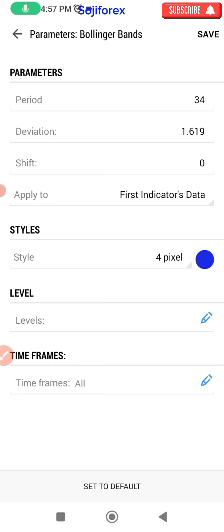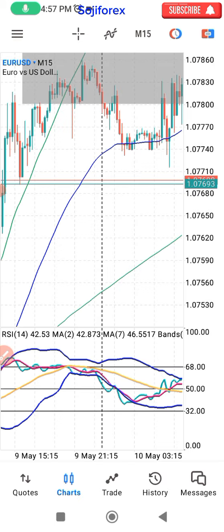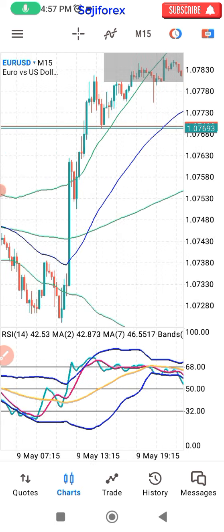Then we have our Bollinger Band. The period is 34, deviation is 1.619, shift is 0, apply to first indicator data. And the last but not the least is our moving average, 34, shift is 0, method simple, you apply to first indicator data. The color is yellow. Now if you have done that, your chart will look exactly like mine.